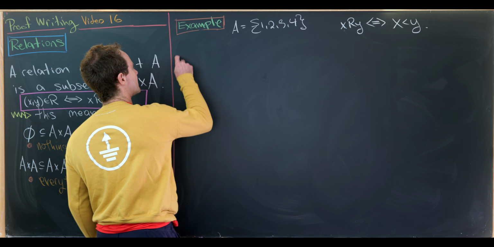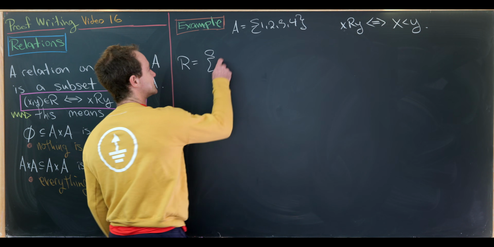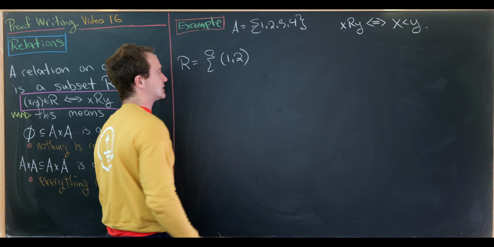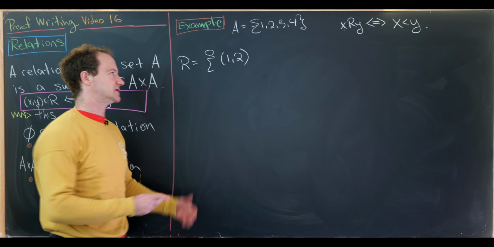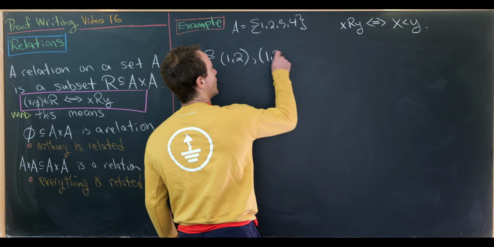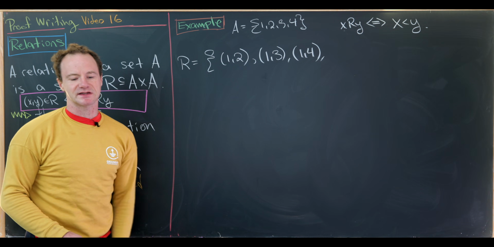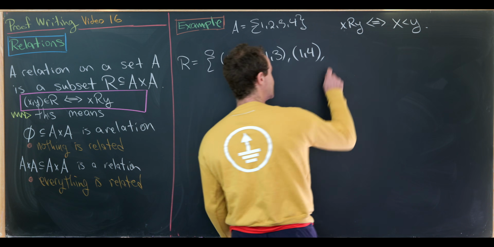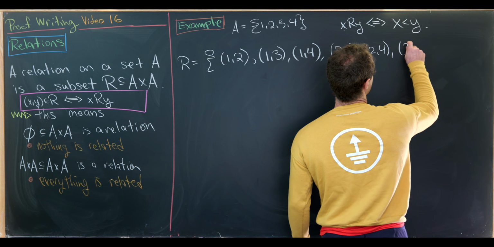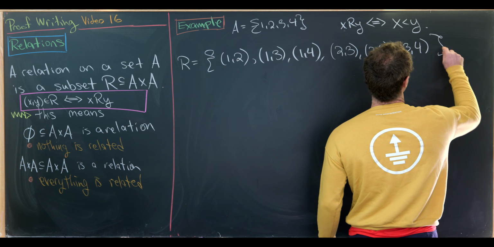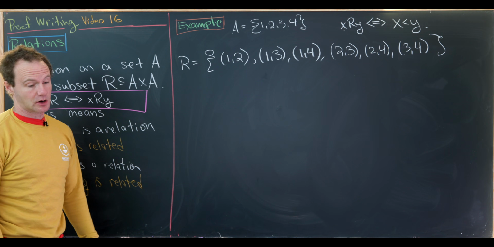So let's start by writing this relation down as a set of points. Let's notice that 1 is related to 2, so that means we have 1 comma 2 in this set. That's because 1 is less than 2. And then we also have 1 being related to 3 and 1 being related to 4, again because 1 is less than 3 and 1 is less than 4. Next, we have 2 is related to 3 and 2 is related to 4, and finally 3 is related to 4. And that would be all of the entries from this set R.